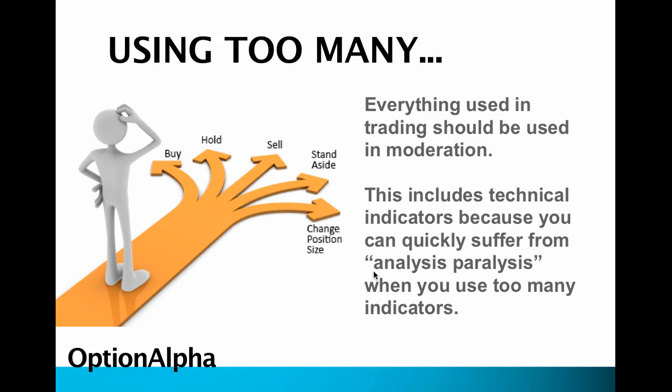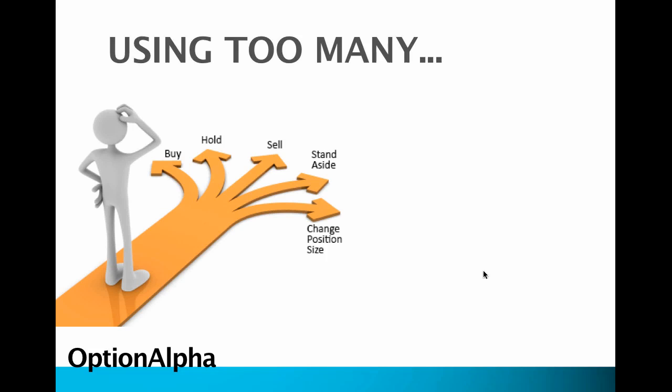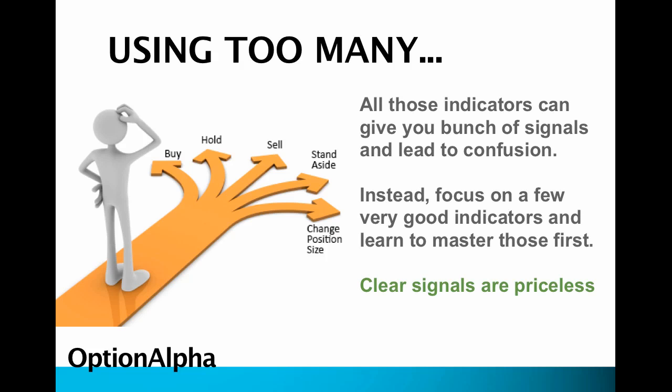This is what I was just talking about, suffering this analysis paralysis. You look at so many indicators that you actually become blinded to what's actually happening, and you miss a lot of the trades. So all those indicators can give you a bunch of different signals and again lead to confusion. Instead, focus on very good indicators and learn to master those first. Again, remember that clear signals are priceless. Use 4 or 5 different indicators and use those all the time for a couple months. See how it goes and then adjust your trading strategy later on.